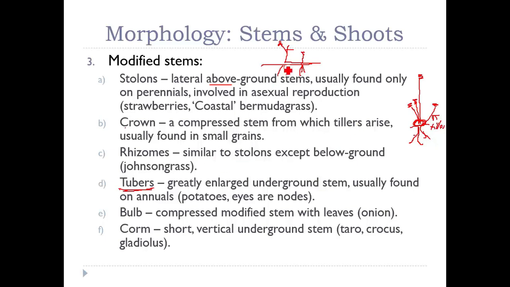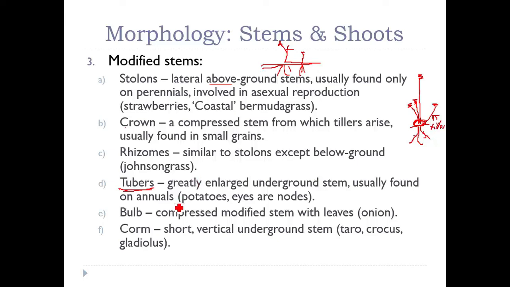The big difference between a rhizome and a stolon is that the rhizome grows underground laterally, and any plant's not going to have both. There's a diagram in your textbook of a plant that has both rhizomes and stolons, but it's not a real plant. It's a drawing. Johnson grass is known to have an extensive rhizome system. And again, plants reproduce through these structures.